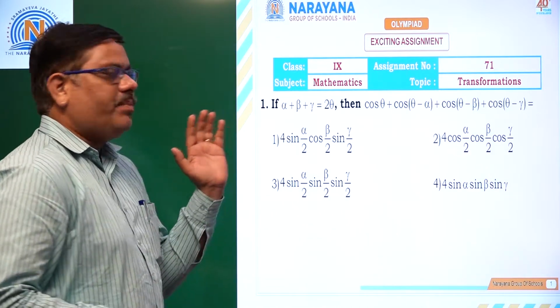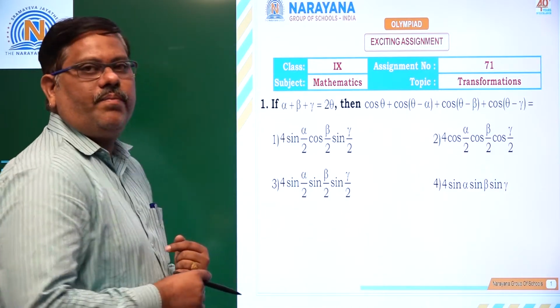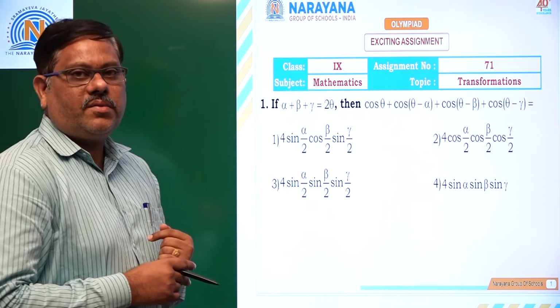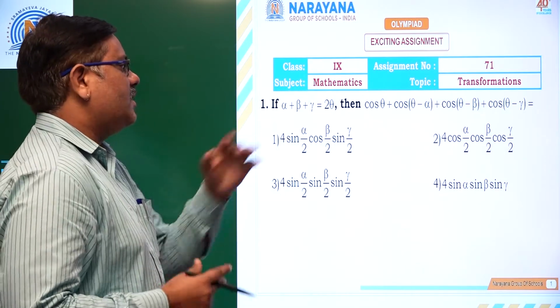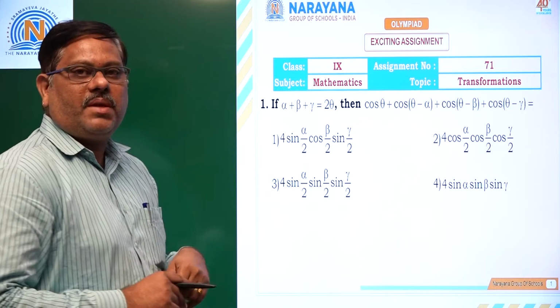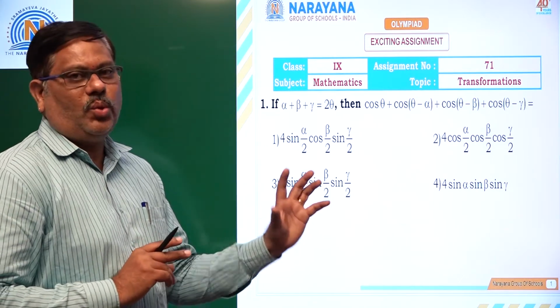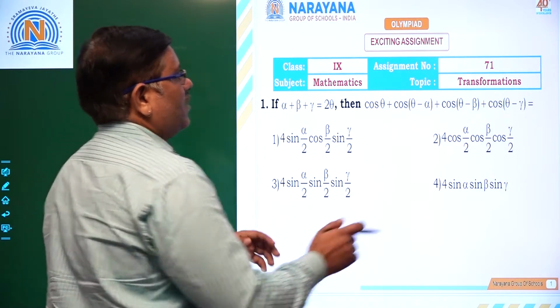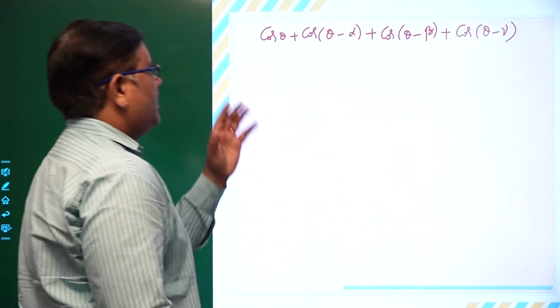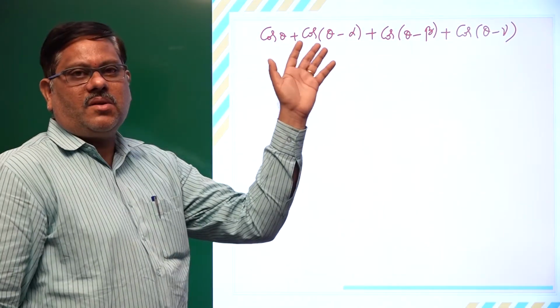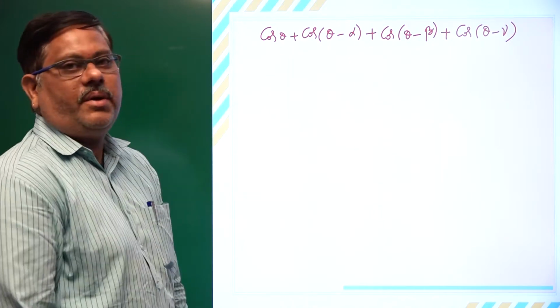If alpha plus beta plus gamma is 2 theta, conditional identity. Here also we have conditional transformation. Cos theta plus cos(theta minus alpha) plus cos(theta minus beta) plus cos(theta minus gamma) is equal to what? What is the value for that? Let us try to solve it.